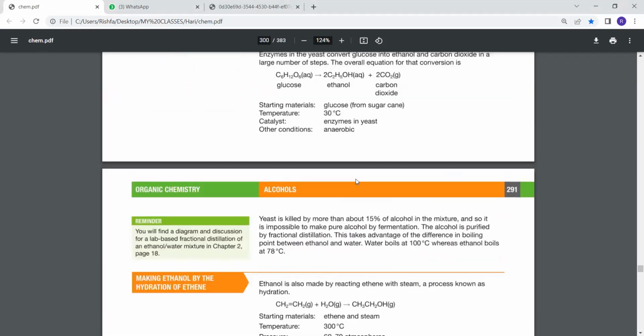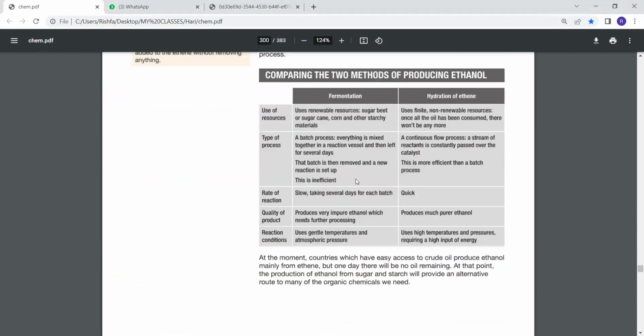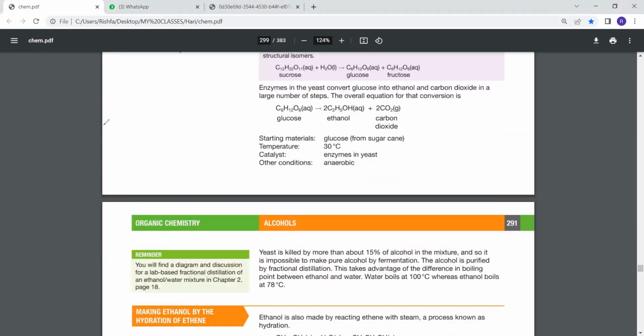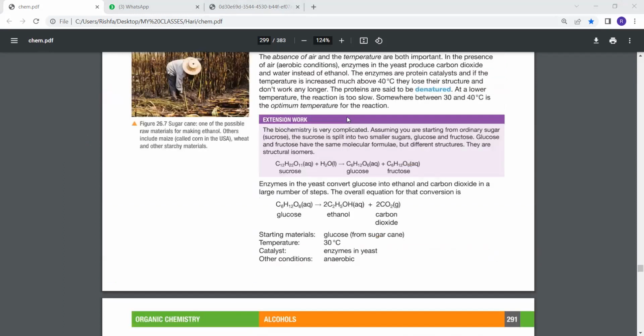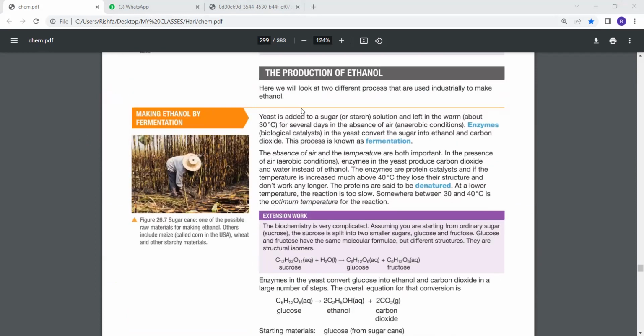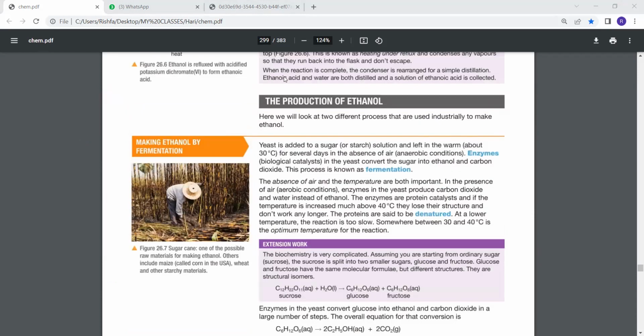Now we looked at the reactions that alcohols undergo, again only combustion and oxidation: oxidation by microbes and oxidation by the reagent, potassium dichromate. Now we will see how we can produce ethanol. Okay, so put the topic: production of ethanol.